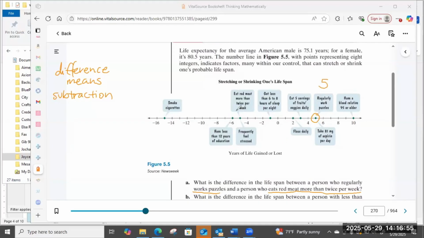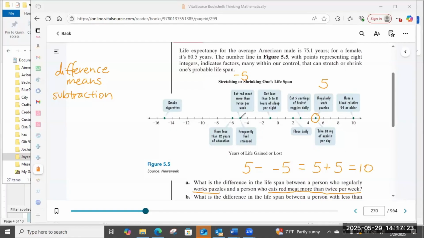And then the person eating the red meat is -5. So that means the difference is going to be between someone who works puzzles, 5, and someone who eats the red meat. So what we really wanted to do was 5 minus -5. That's going to be the same as 5 plus +5, which is 10.